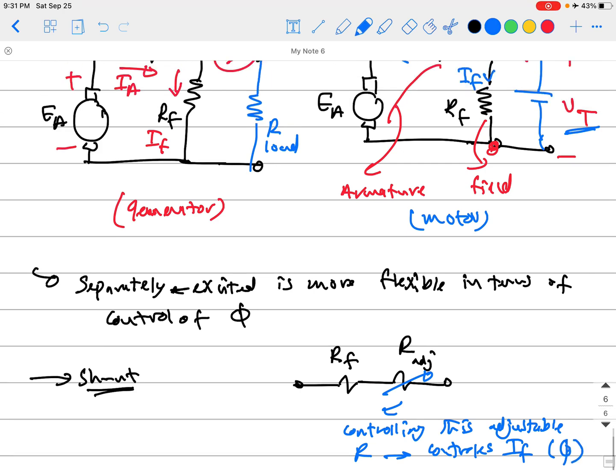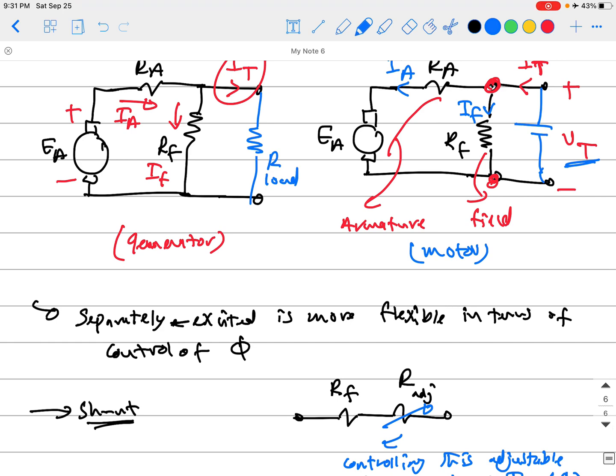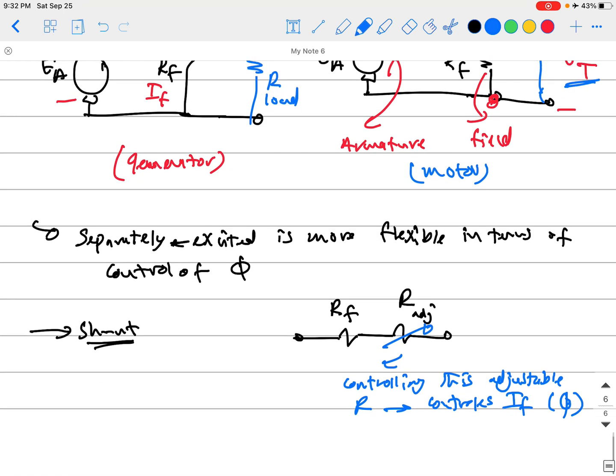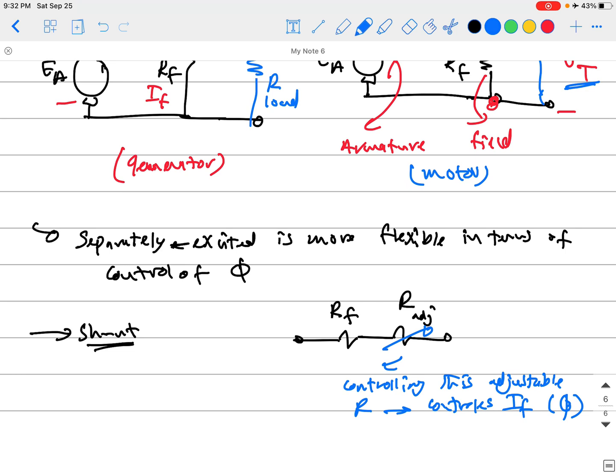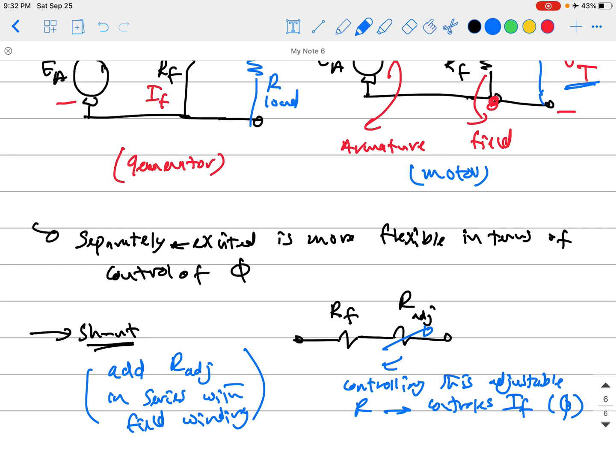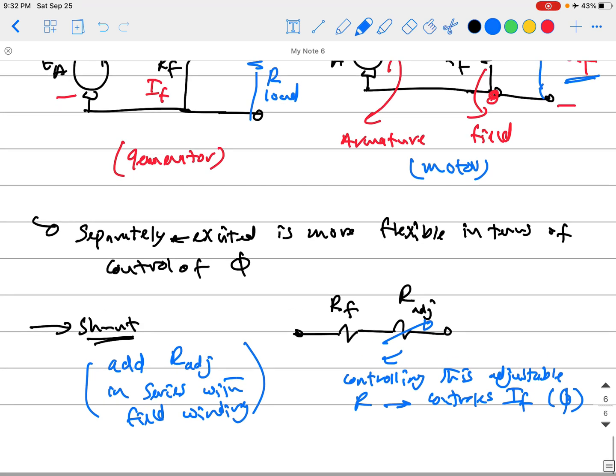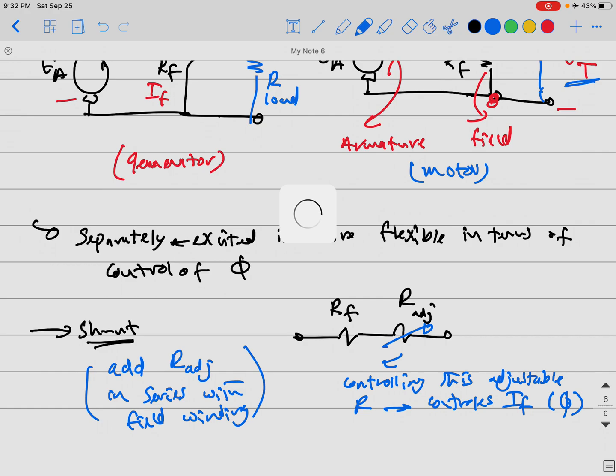Okay, so rather than just having the field winding, we add an adjustable resistor in series with the field winding. That is how we can control the flux in the shunt connected circuit.